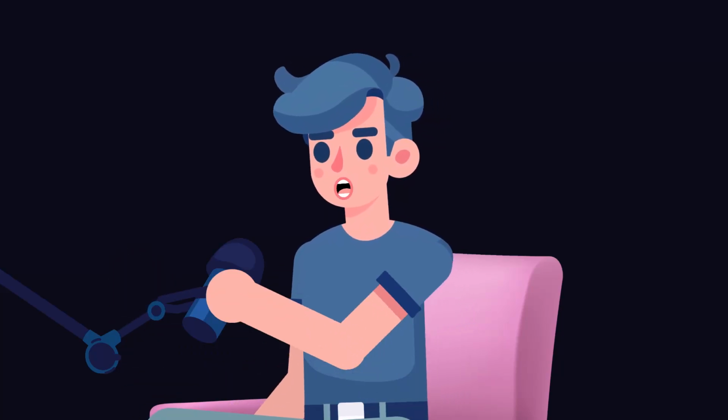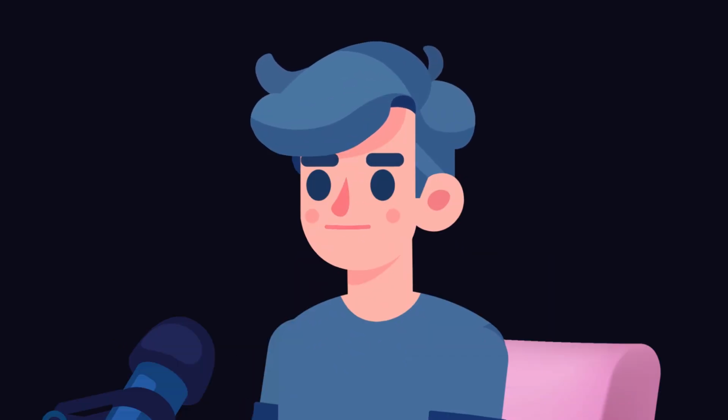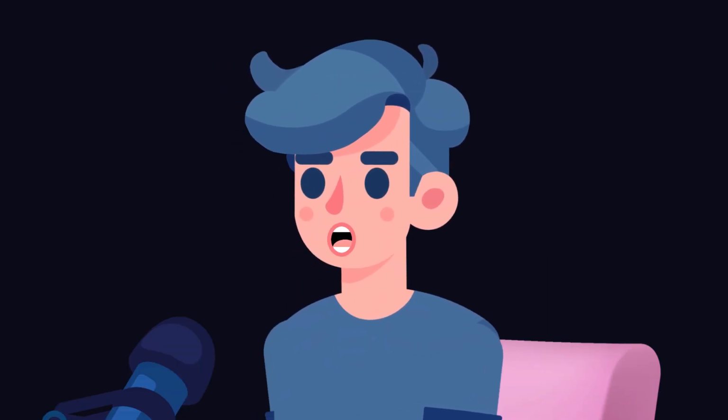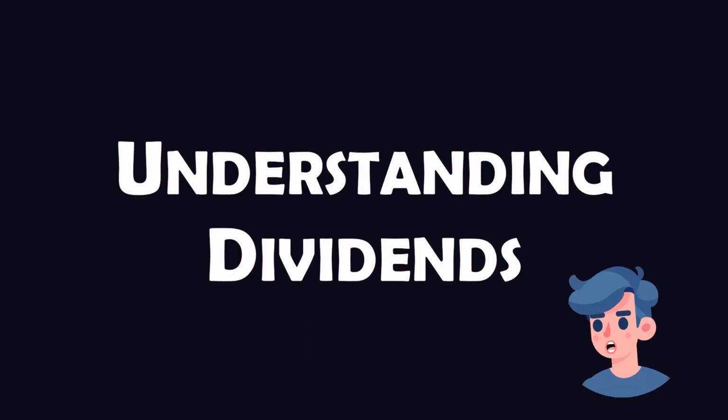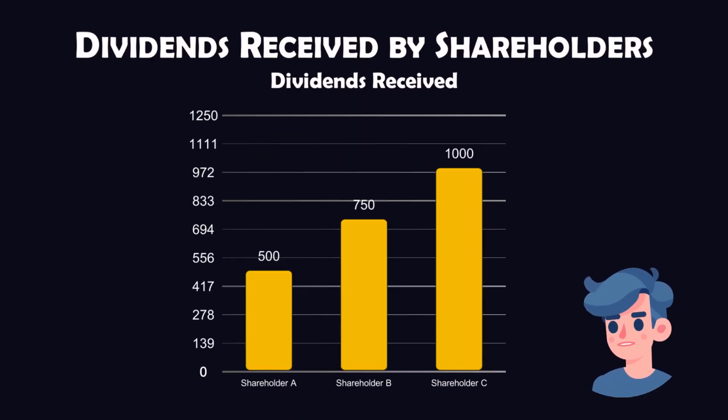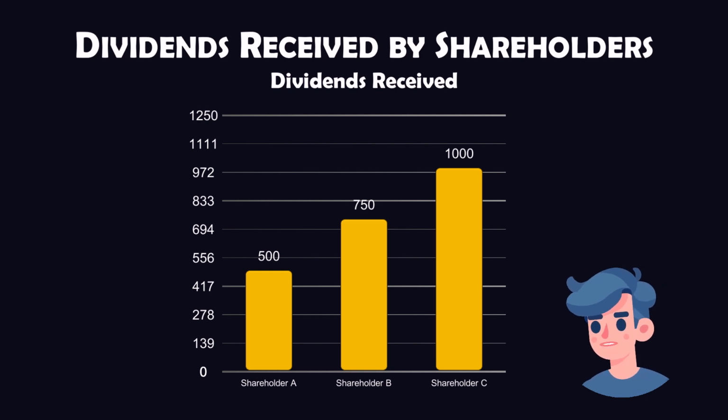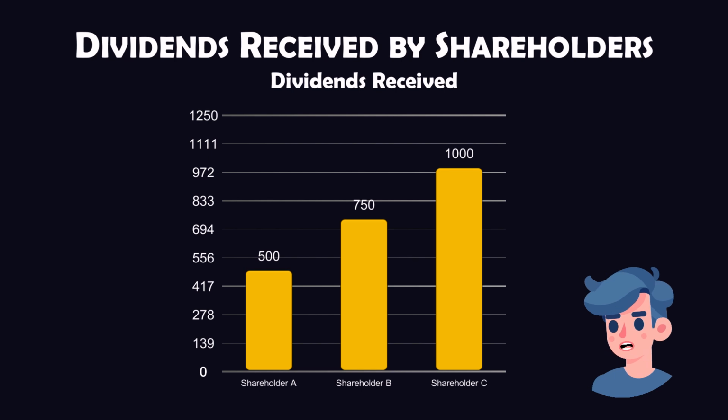Today, we're diving deep into the world of dividend tax, what it is, how it's calculated, and its impact on your investments. So, let's start with the basics. What are dividends and why do companies pay them? Dividends are a portion of a company's earnings paid out to shareholders. Companies distribute dividends to share their profits and to incentivize investors.